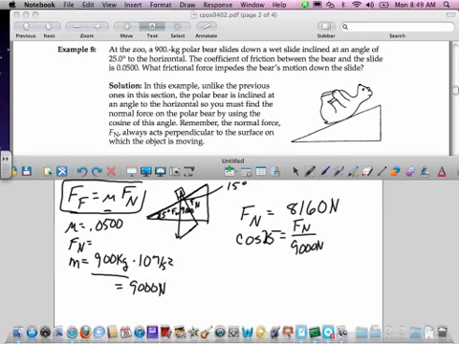And now, if I want to solve for Ff, that is going to be mu, 0.0500 times 8,160, and that's going to give me 408 newtons. And there you have it. There are your sample problems.